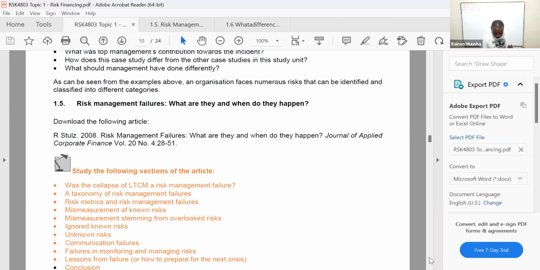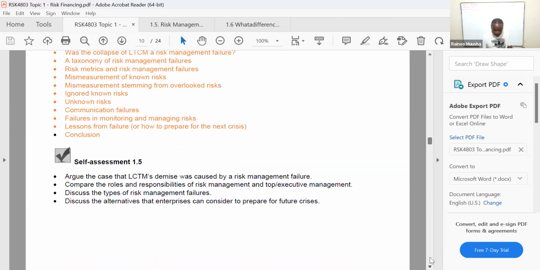So looking at unit 1.5, under self-assessment, they say: argue the case that LTCM's demise was caused by risk management failure. Compare the roles and responsibilities of risk management and top executive management. Discuss the types of risk management failures, and discuss the alternatives that enterprises can consider to prepare for future crises. So these are the self-assessment outcomes that you are expected to know, which means that we highlighted the different articles based on the self-assessment questions there as well.